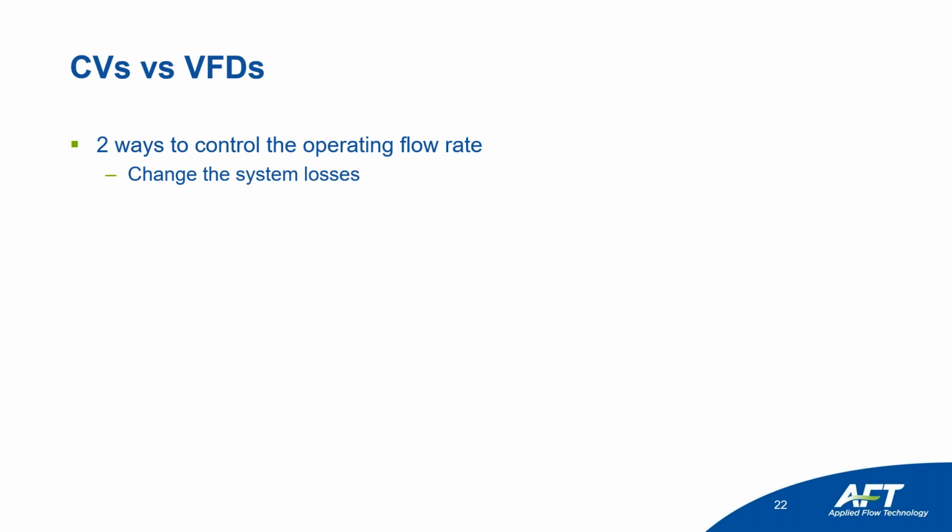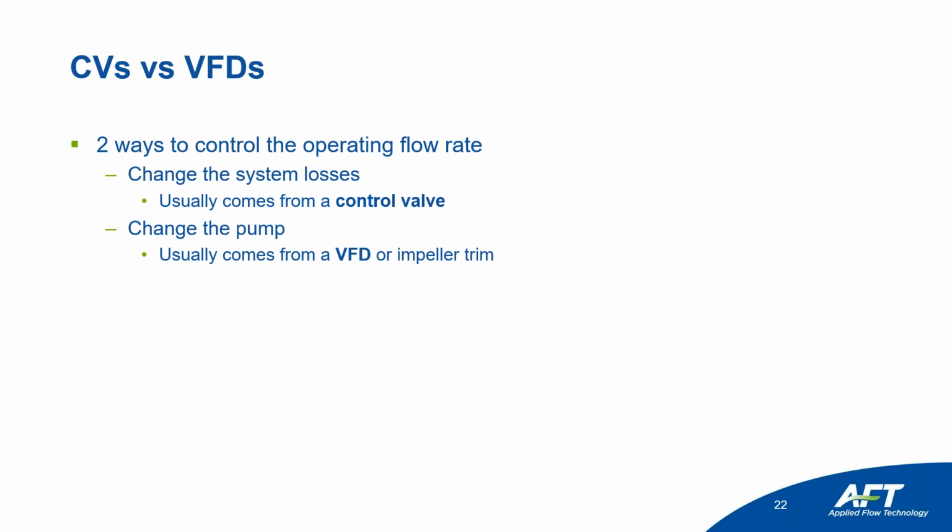So you can change the system losses to get the flow rate you want. That usually comes in the form of a control valve, where it will change the loss to meet a certain flow rate. Or you can change the pump. That usually comes from a VFD, a variable frequency drive, or impeller trim. They kind of do similar things. VFD, I think of more as a controlling thing.